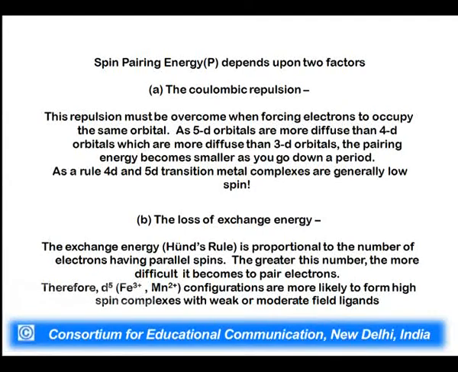Now, as I told you, it has some average value somewhere around 15,000 centimeter inverse for the d orbitals, but in short, the spin pairing energy usually depends upon the Coulombic repulsions. Of course, as I told you, both the electrons are negatively charged. When they are going to be placed in the same region in space, that is the orbital, they are likely to repel each other. When this repulsion is overcome by forcing electrons to occupy the same orbital, we say that it depends on which type of orbital it is present in.